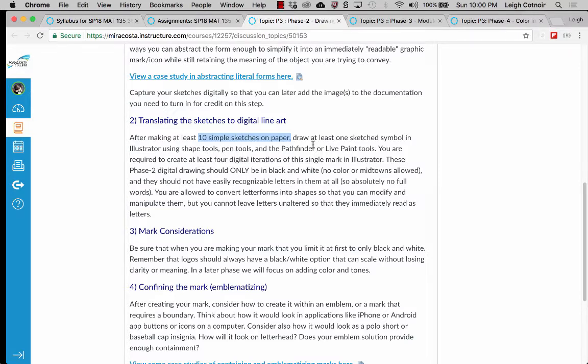So when I say that, just to reiterate, you'll take your 10 hand sketches, you're going to find the one that you think is a good launch board to start with as a digital drawing, and then you're going to draw that digitally in Illustrator using shape tools, pen tools, Pathfinder, live paint tools, and so on.